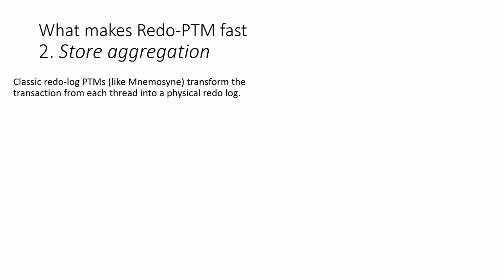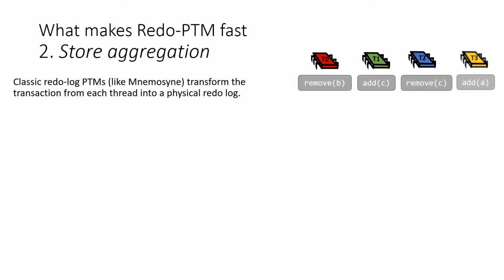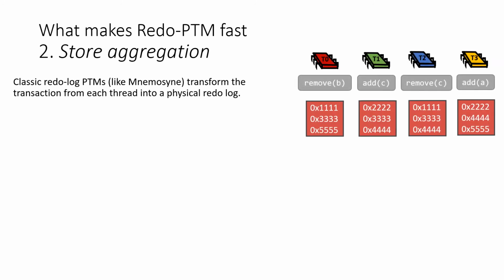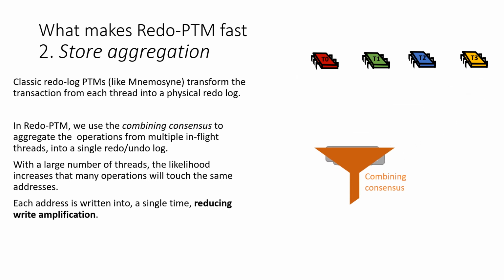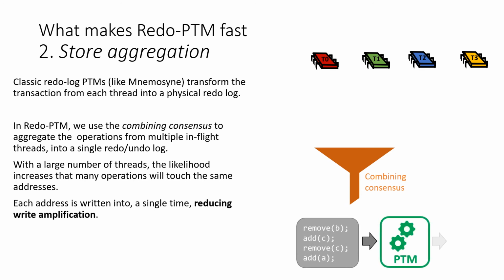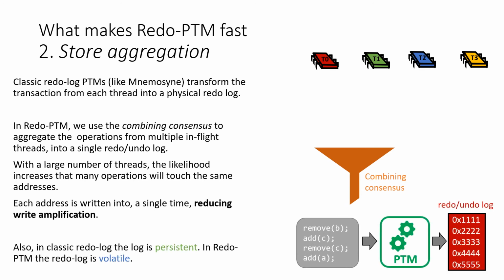In previous PTMs, like Mnemosine, the transaction is transformed into a physical redo log, described here in red squares. In Redo-PTM, we don't do that. Instead, we use the combining consensus by RLI to aggregate multiple in-flight transactions into a single one and then create an undo redo log of all of them. If there are stores to overlapping addresses, each of those addresses is written into a single time, which reduces write amplification.